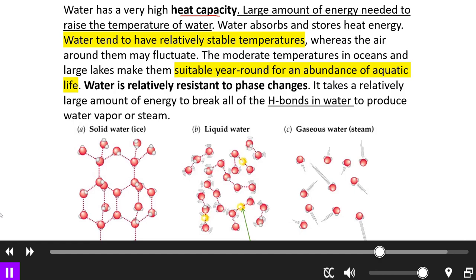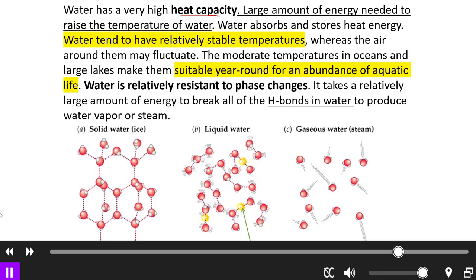the aquatic life. Because aquatic life, living organisms, are made up of biological macromolecules, they can work and perform their function in a very small range of temperature. And this is why aquatic life is abundant, because water cannot change temperature very fast. So it's a very stable temperature. Water is relatively resistant to phase change because of that.